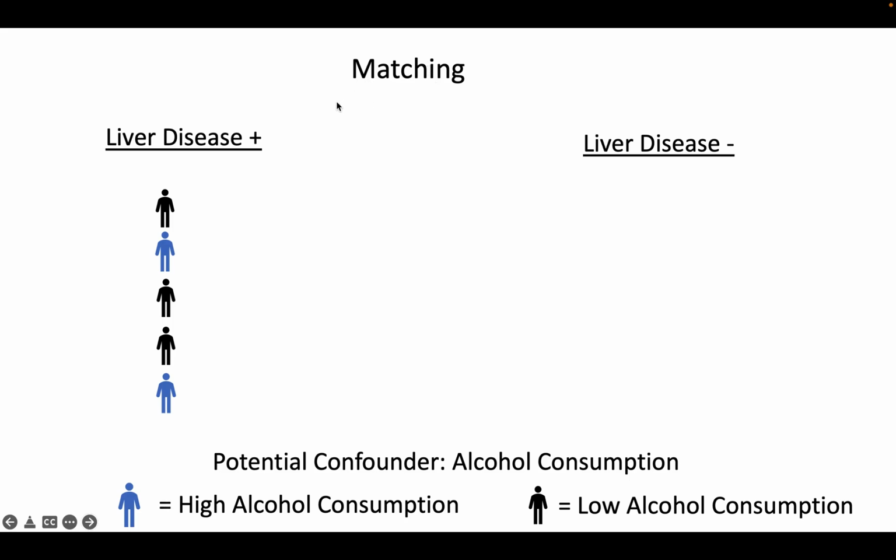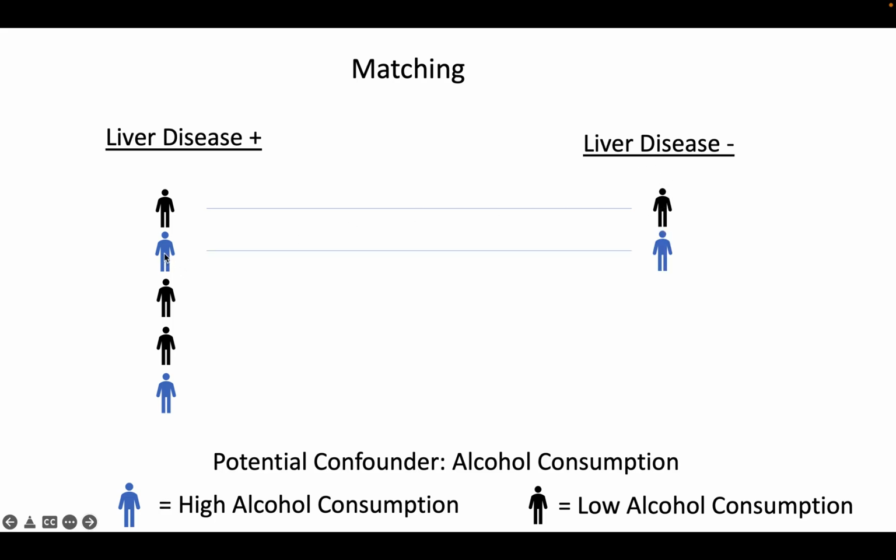So the purpose of matching, basically, let's just say we have our cases, this liver disease positive group, and our controls, the liver disease negative group. Among our cases, we have people who are colored black, who have low alcohol consumption, and people who are colored blue, who have high alcohol consumption. For each case, so this first case is someone with low alcohol consumption, we have to find a control that is their pair, and that is a control that has low alcohol consumption.